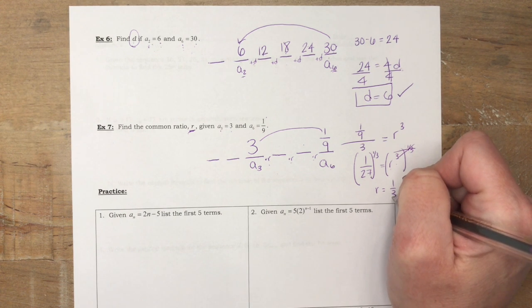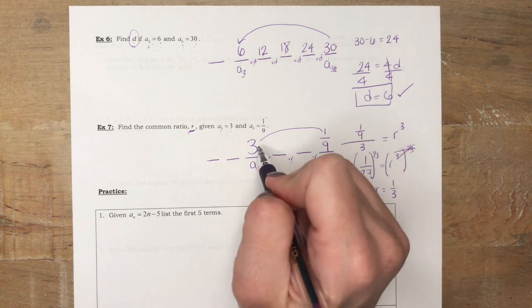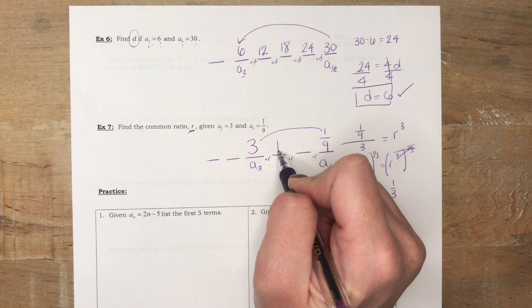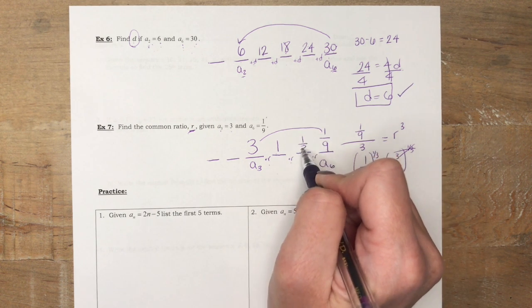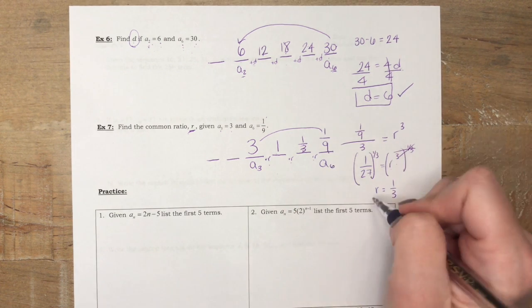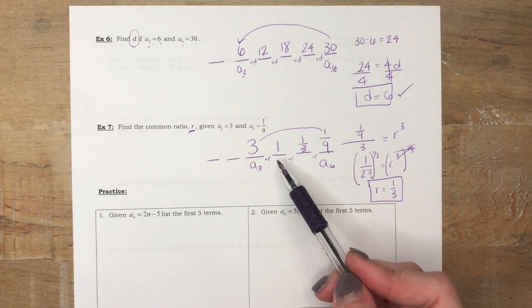So let's test it out and see if it works. So multiply 3 times 1/3, and that's going to be 1. Multiply 1 times 1/3, that's 1/3. Multiply 1/3 times 1/3, that's 1/9. So it worked.